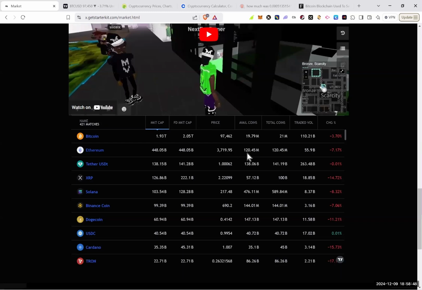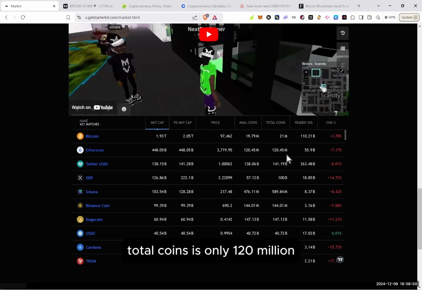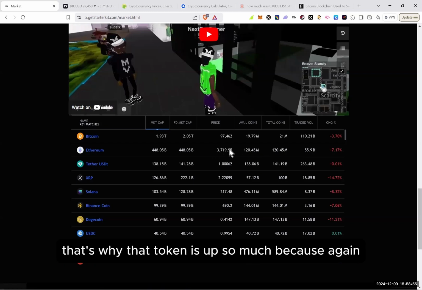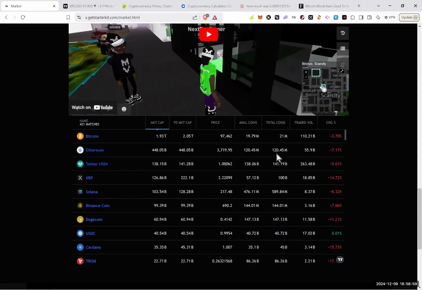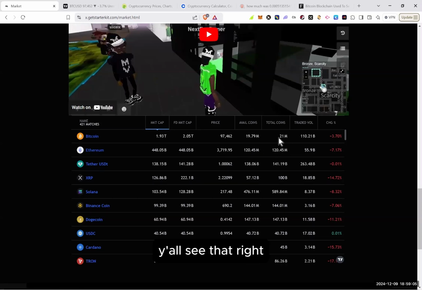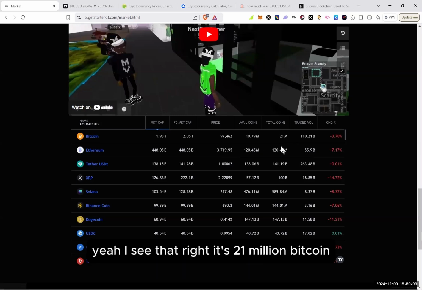Now, total coins, it's only 120 million. Y'all see that ratio? That goes back to that ratio I was talking about. That's why that token is up so much, because again, it's scarce. Yes, 21 million Bitcoin, so it's less Bitcoin than Ethereum. Y'all see that, right? It's 21 million Bitcoin, 120 million Ethereum.